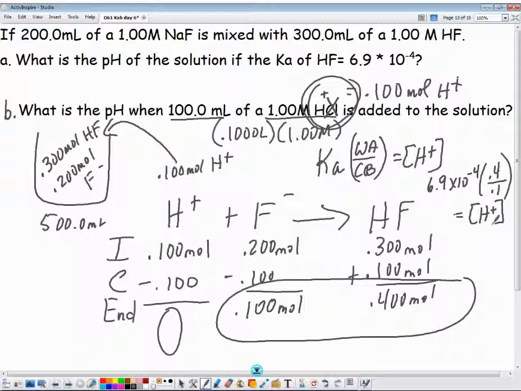And then how do I get pH? Negative log it. pH is going to go down a little bit from what it was before because I added in some H+. So it's not going to change a whole lot because the buffer did its job. What if you add in OH-? pH will go back up a little bit. It's basically the same concept, just with HF and OH- instead of H+ and F-.